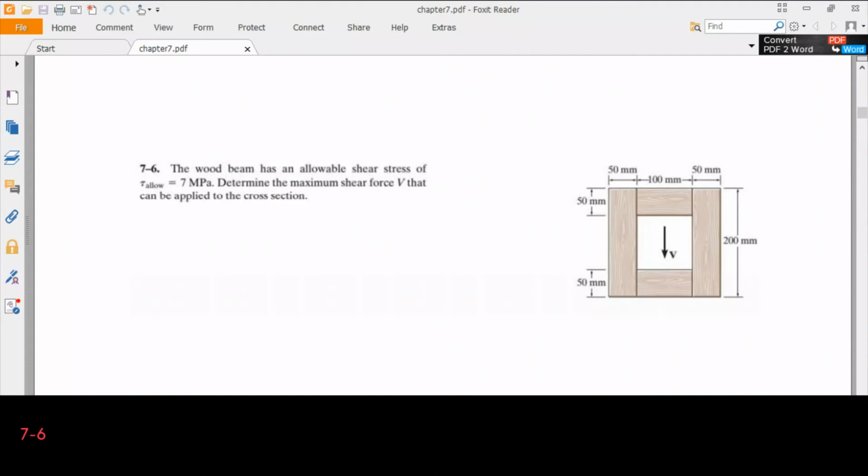Okay, hello. Our problem is 7.6. So let's read the question first. The wood beam has an allowable shear stress of 7 megapascals. Determine the maximum shear force V that can be applied to the cross section. So we have a beam made of wood, and in fact it has a hollow cross section. Now the allowable stress, so the strength value, is given to us, and we are asked for the maximum shear force that can be applied to the structure.